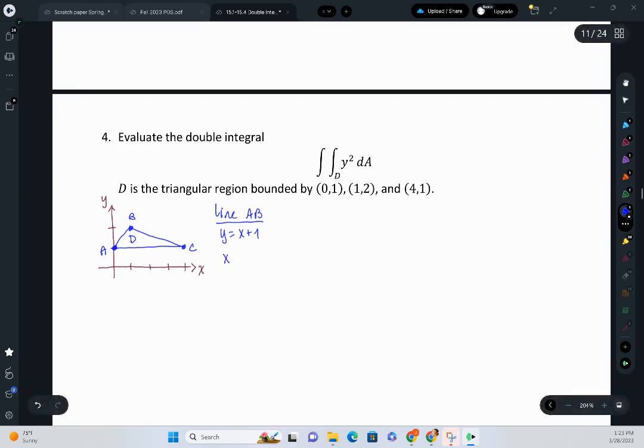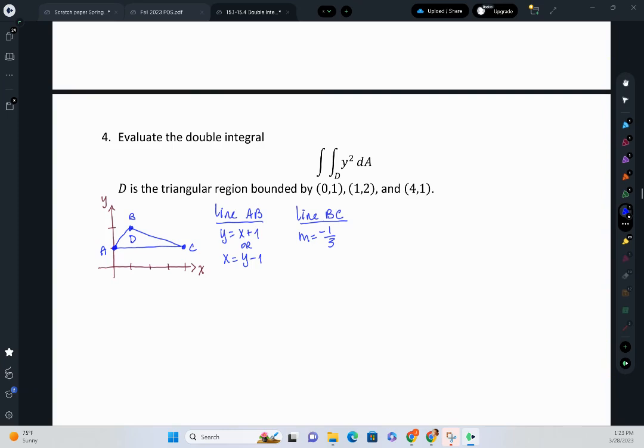Or it could be x is equal to y minus 1, depending on how we set this up, okay? The line BC, that's a little bit more work. My slope I can figure out. My slope, I go, it's down 1, so I have a negative 1, and then it's over 3. So I have a negative 1/3 for my slope.